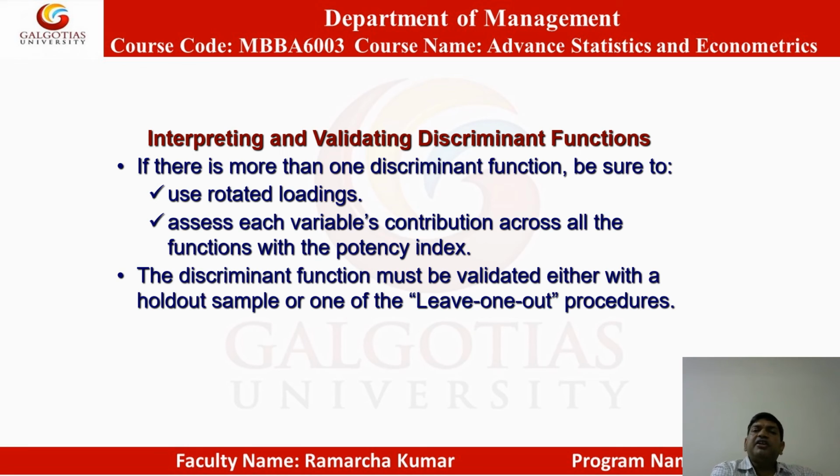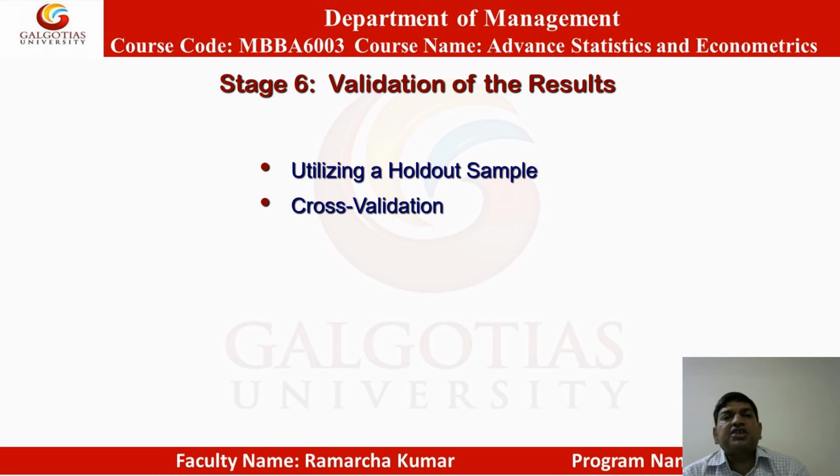Interpreting and validating discriminant functions. If there is more than one discriminant function, be sure to use rotated loadings. Assess each variable's contribution across all the functions with the potency index. The discriminant function must be validated either with a holdout sample or one of the leave one out procedures. Stage 6 is validation of the results, and it has two parts: utilizing a holdout sample and cross validation.